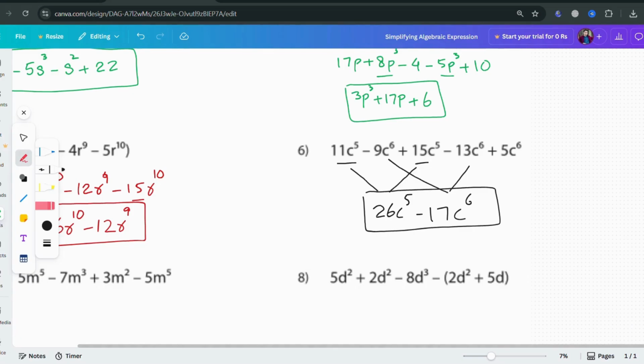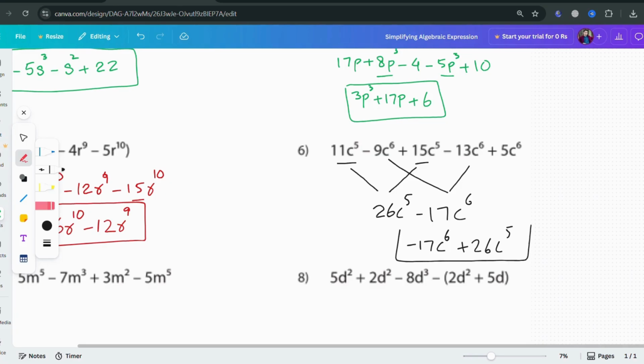You can also write it like this, the term with the biggest degree, you will always write at the start. Let me just mention it over here. So it's going to be minus 17 c to the power of 6 plus 26 c to the power of 5. That's going to be the final answer for it.